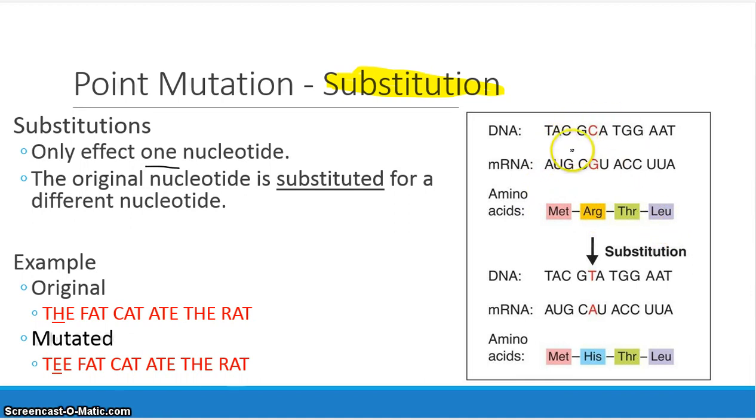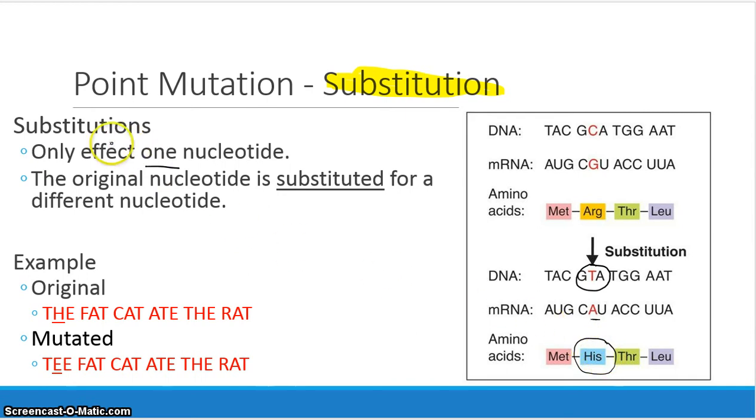Here, what we're going to do is substitute one letter. The original DNA said GCA. Here, we're turning that into GTA. Okay. Now, what that's going to do for us is change one of the codons on the mRNA, which will then in turn change just one amino acid.